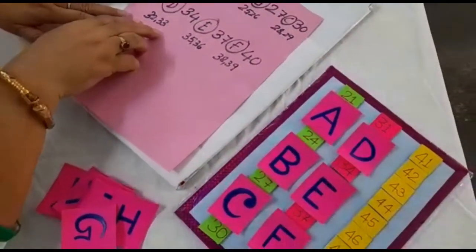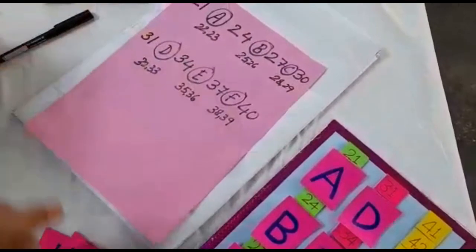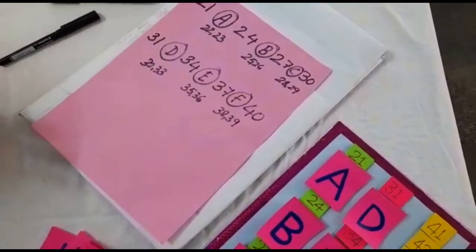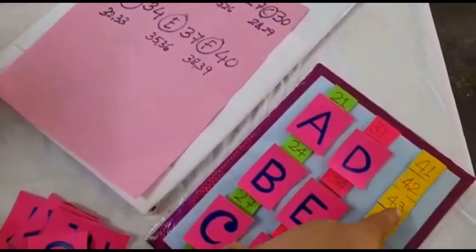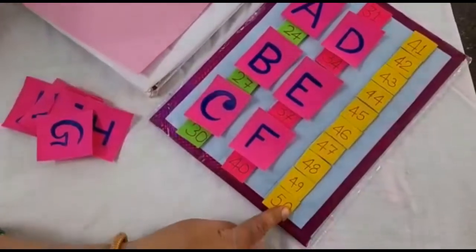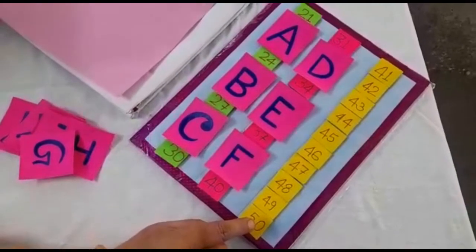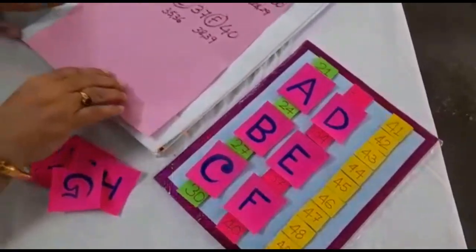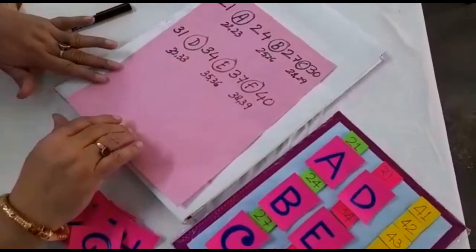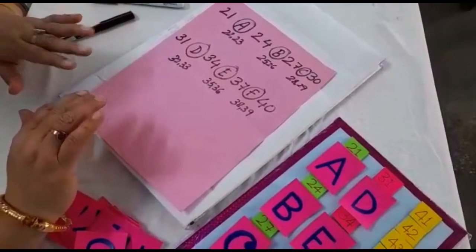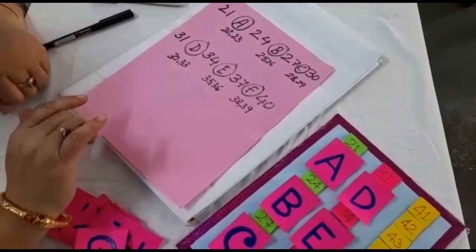So in place of 32, 33, we are having the alphabet D and so on. Similarly, you can play the game for the row 41 to 50. I think you have enjoyed, children. So it's a number come alphabet pattern and it's a blending of alphabets with the numbers.